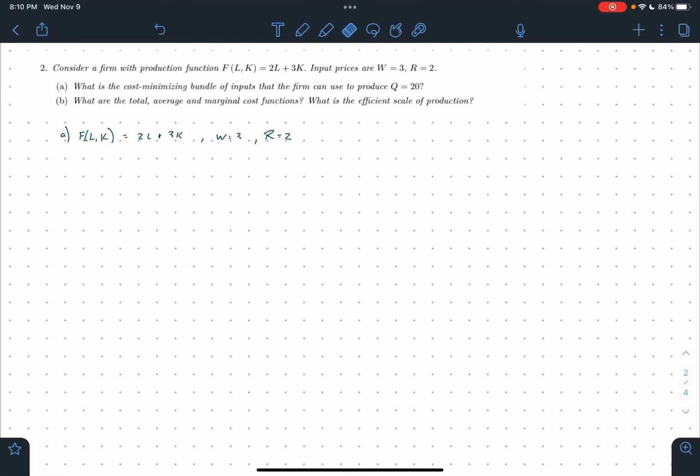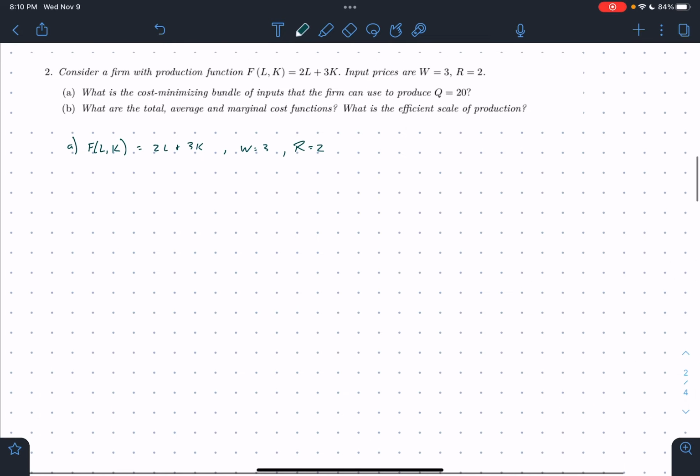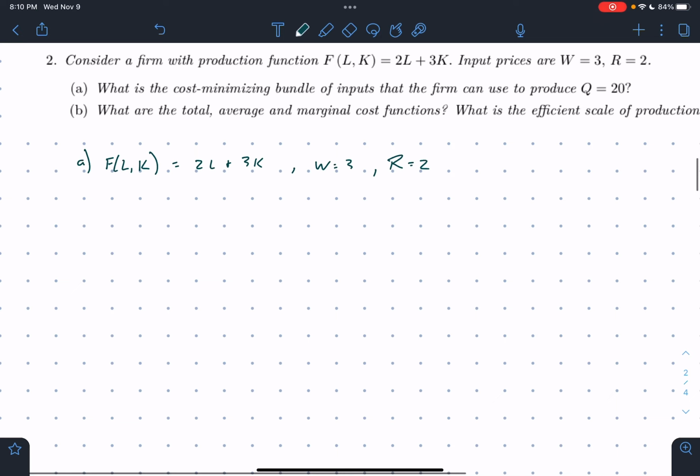Hello. So here we are considering a firm with production function f(L,K) = 2L + 3K. The input prices are W = 3, which is the price for L, and R = 2, so the price of K is 2. This is an example of a perfect substitutes production function.